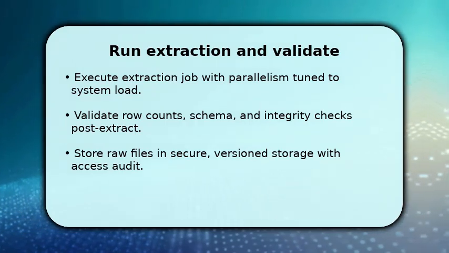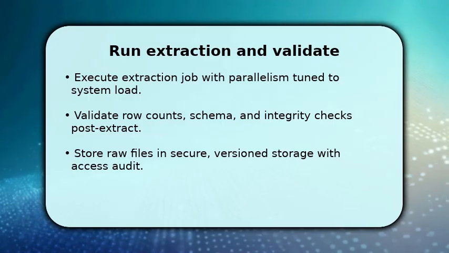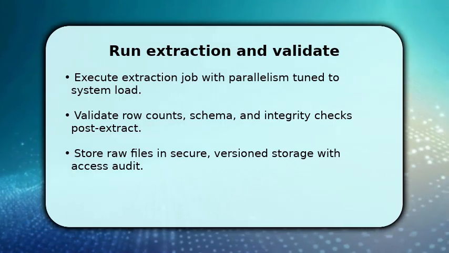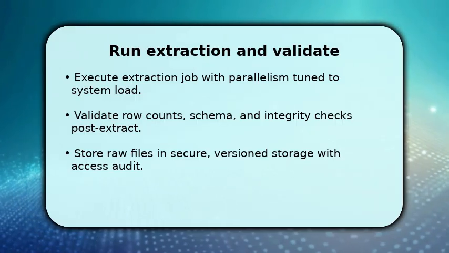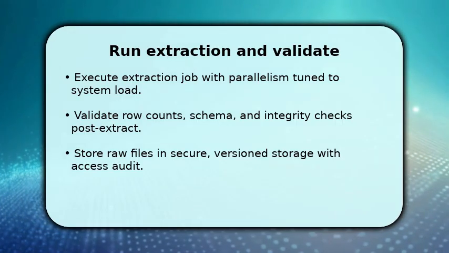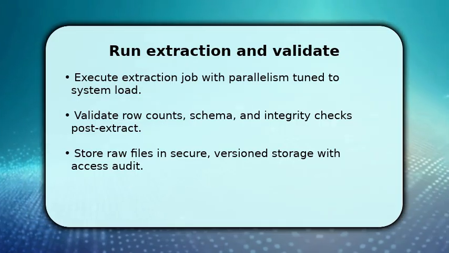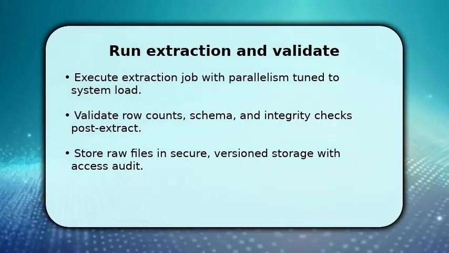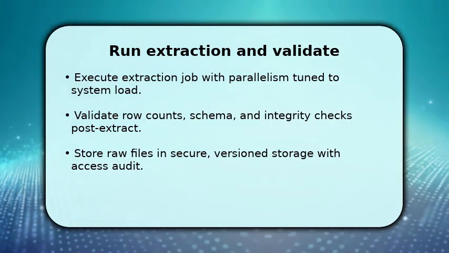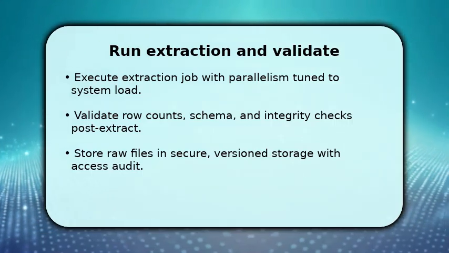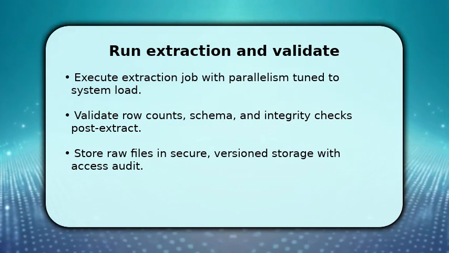After extraction completes, validate row counts against expected metrics, check schema consistency, and run integrity checks like checksums so you catch silent corruption early. Then move raw files to secure version storage with access auditing enabled. This preserves provenance and lets you roll back if needed. Make sure to record job ID and timestamps for traceability and repeatability.